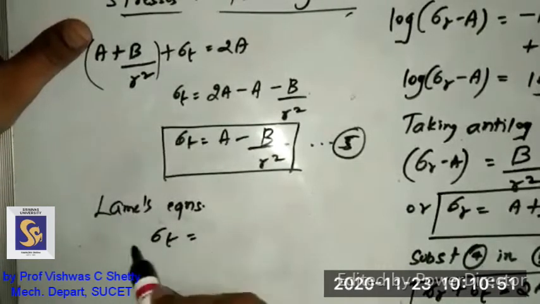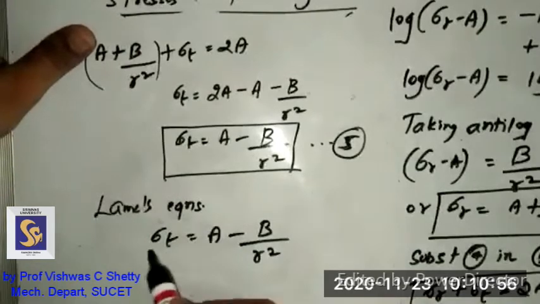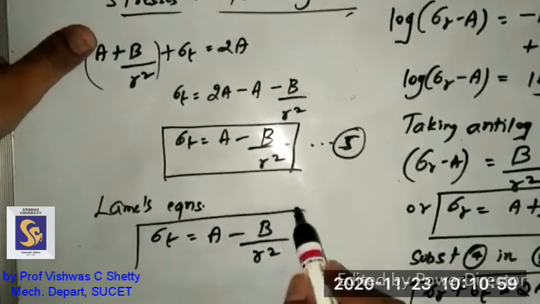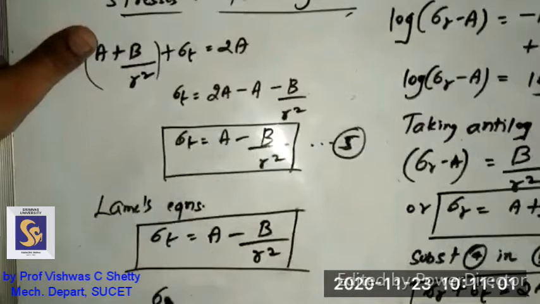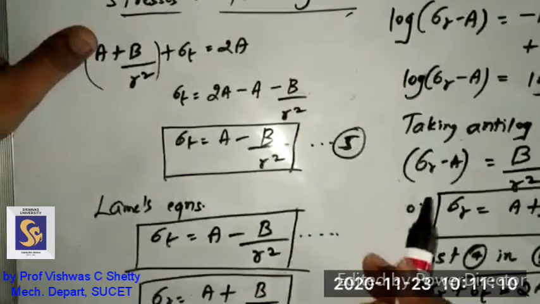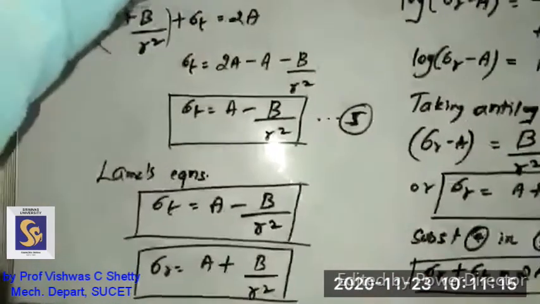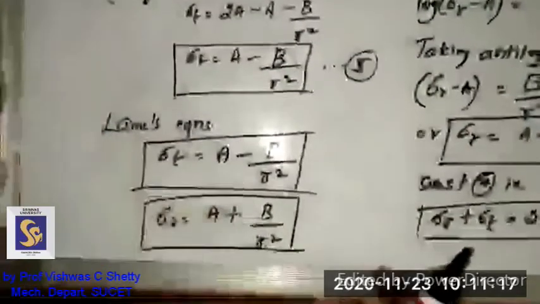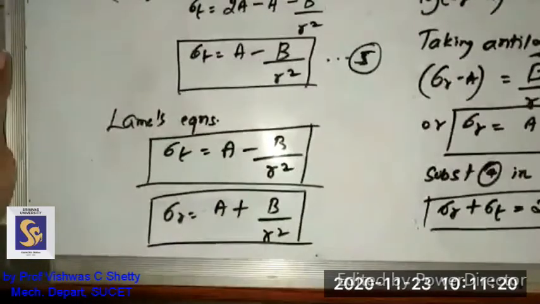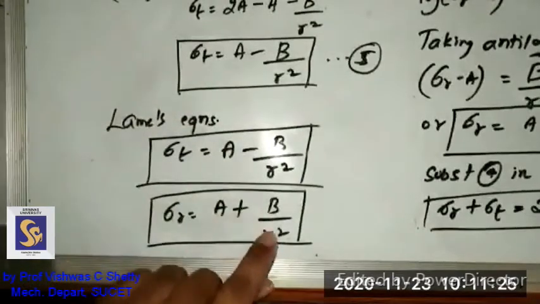So sigma t, tangential stress, will be A minus B upon r square. Sigma r will be A plus B upon r square. Okay, these two are important equations. Please note down: sigma t is A minus B by r square, sigma r is A plus B upon r square.